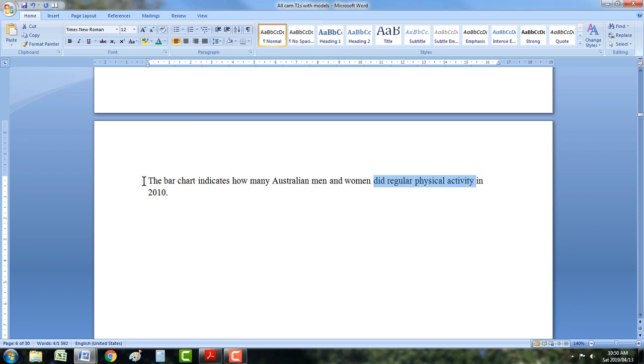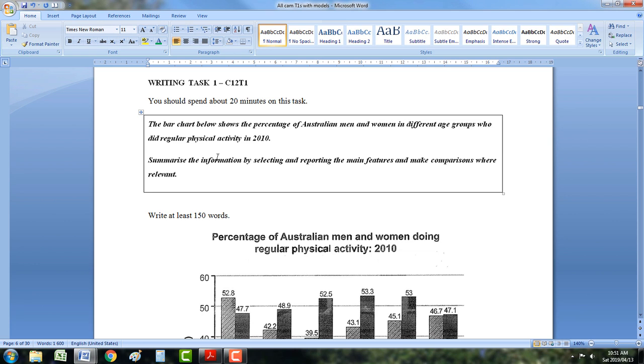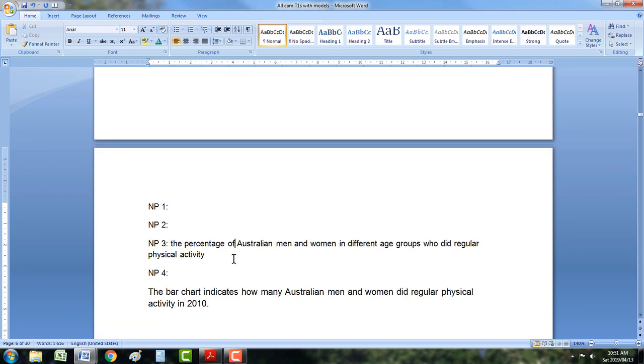So let's look at our noun phrases. I often advise that you start with noun phrase 3. It's often the easiest one to get. And actually, they've given you noun phrase 3 right there. Percentage of Australian men and women in different age groups who did regular physical activity. Notice where the age groups part goes. So we could change that to who exercised regularly.